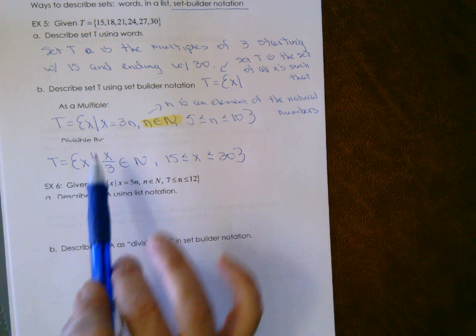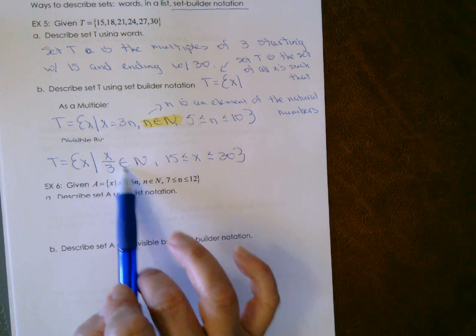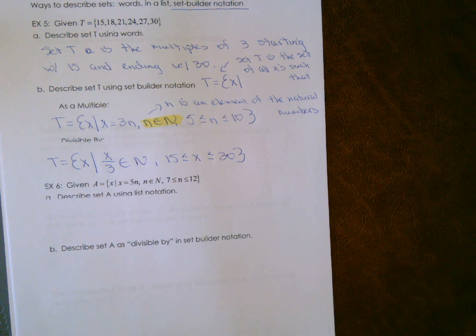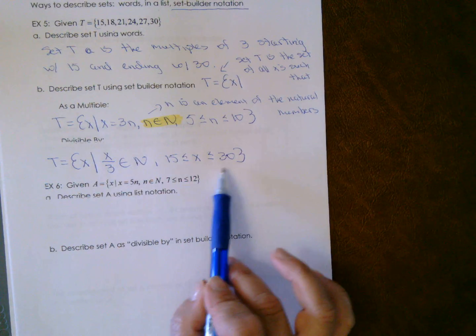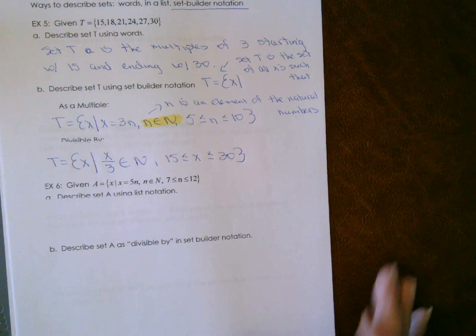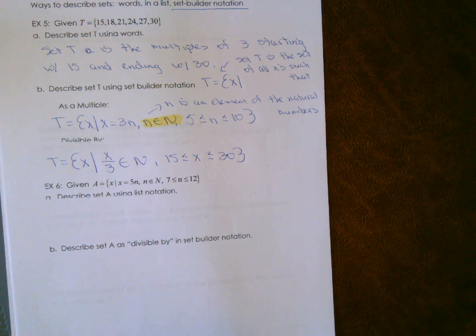Then I'm going to try 18. 18 divided by 3 is the natural number 6. So 18 is divisible by 3. So 18 belongs in my set. And I'm going to check all my numbers until I get up to 30. Each one that's divisible by 3 would go into the set.